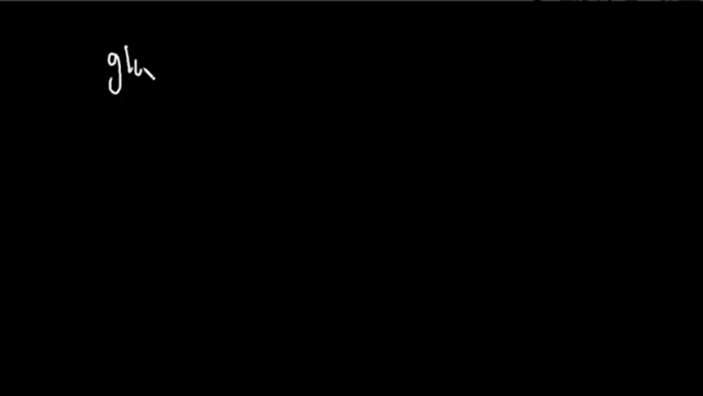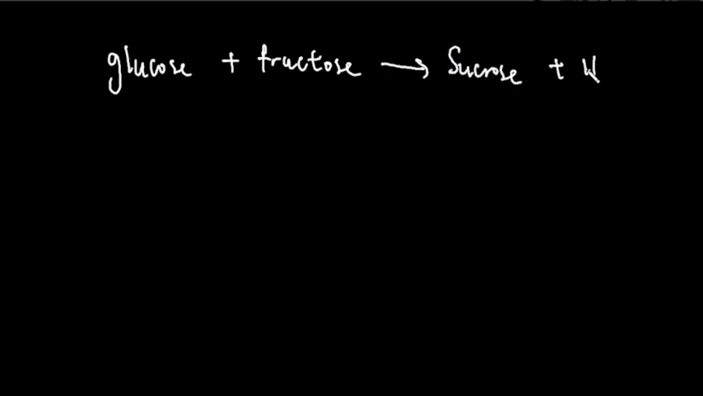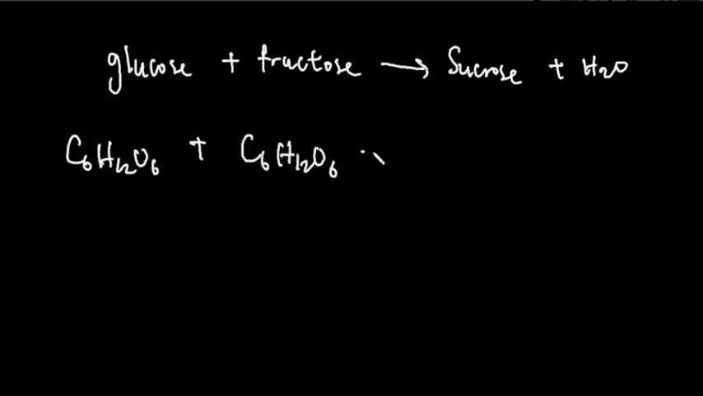So when glucose reacts with fructose, it is going to lead to the production of sucrose and the removal of water. So in condensation, it is simply a removal or dehydration reaction where water is removed. So imagine you have C6H12O6 plus fructose, which is also C6H12O6. What is it going to give?